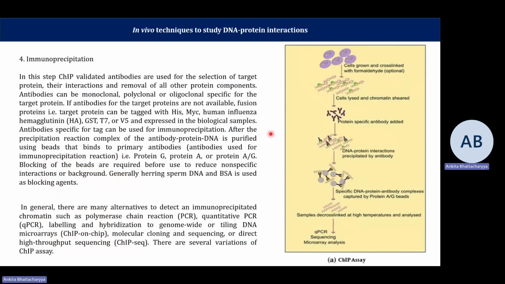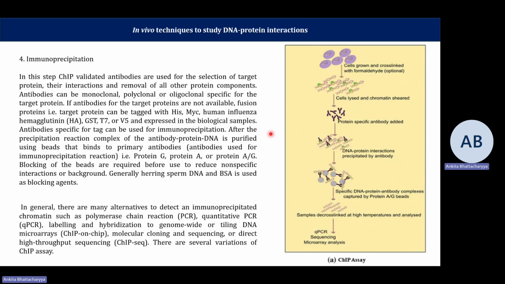Next step is the most crucial one. So till now we have cross-linked our DNA and our protein of interest. Then we have lysed the cells to bring these components out, and then we have performed immunoprecipitation. Now in this step, ChIP-validated antibodies are to be used for the selection of target proteins, and then interactions and all the other protein components will be removed.